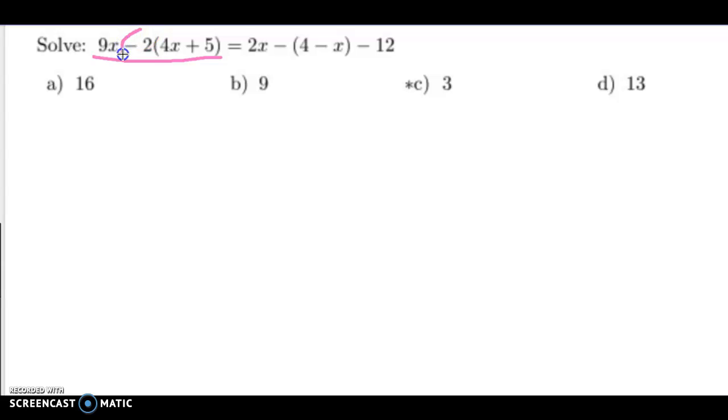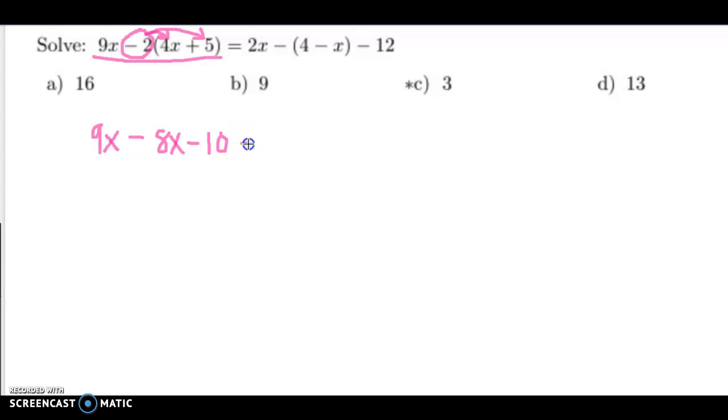So I'm going to circle the number that's right outside the parentheses, and that is the number I'm going to be distributing to each term inside the parentheses. A negative times a positive is a negative. 2 times 4x is 8x. I am then going to multiply negative 2 times the positive 5. A negative times a positive is a negative. 2 times 5 is 10. The 9x was not a part of the parentheses, so I'm just going to bring that down. And then I'm done with getting rid of the parentheses on the left side.